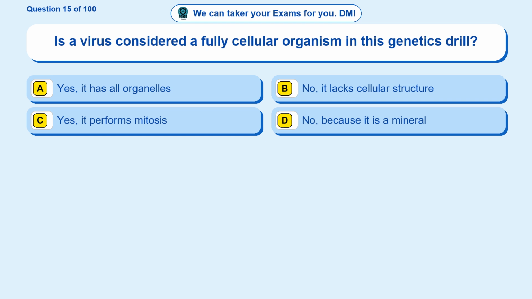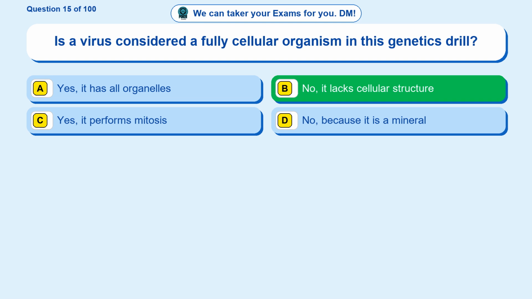Question 15. Is a virus considered a fully cellular organism in this genetics drill? Option A. Yes, it has all organelles. Option B. No, it lacks cellular structure. Option C. Yes, it performs mitosis. Option D. No, because it is a mineral.